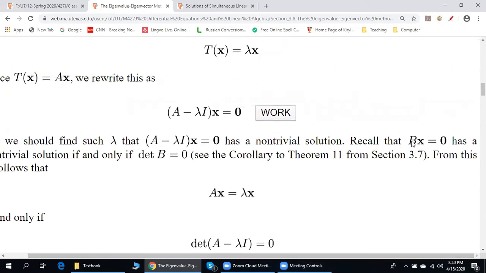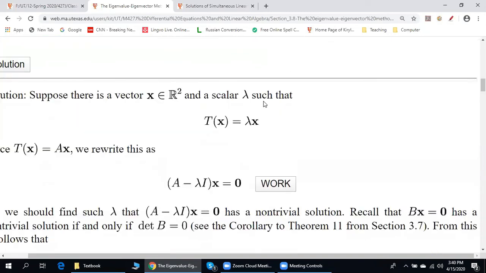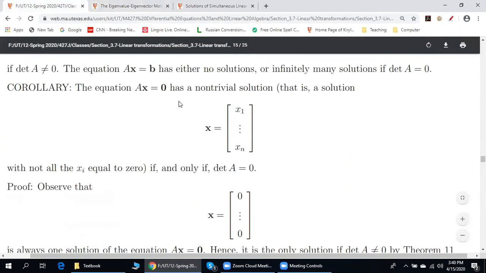And note that Bx is equal to 0 is a homogeneous system. But remember, we want to find all non-zero vectors that satisfy this. And as we discussed, this question can be translated into the following question. Find all non-zero solutions of this homogeneous system. And now, let us go back to this corollary.